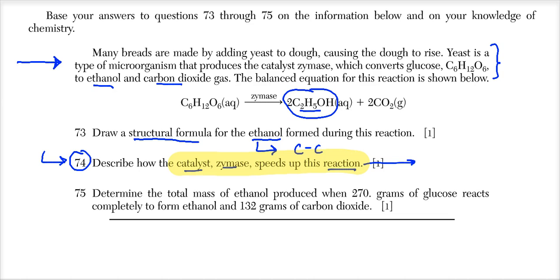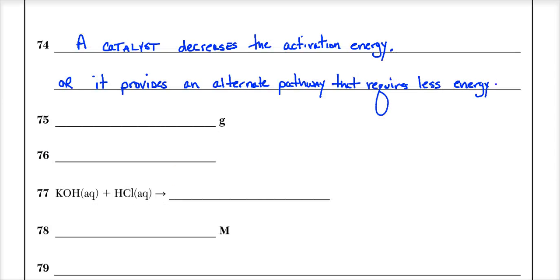In the answer booklet I wrote, a catalyst decreases the activation energy, or it provides an alternative pathway that requires less energy. This is a major piece of information that you should have already from your course. If not, get it down. A catalyst lowers the activation energy.